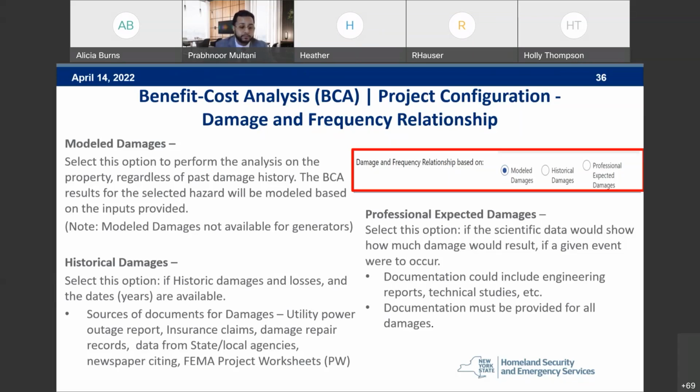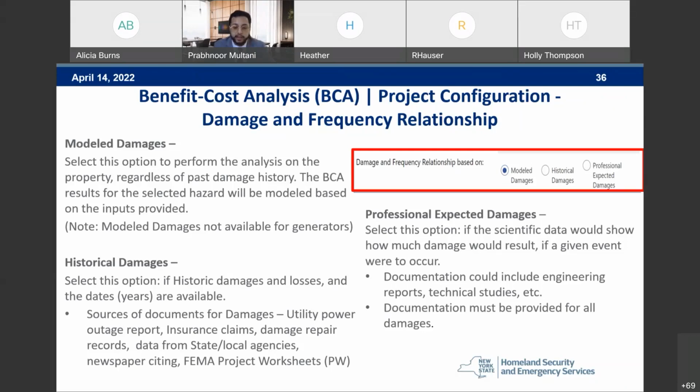Right below that is historical damages. You can select this option if historic damages/losses are available and they are dated, so we know what years this all occurred. Sources of documents for damages can include utility power outage report, insurance claims, damage repair records, data from state and local agencies, newspaper citing, and FEMA project worksheets.